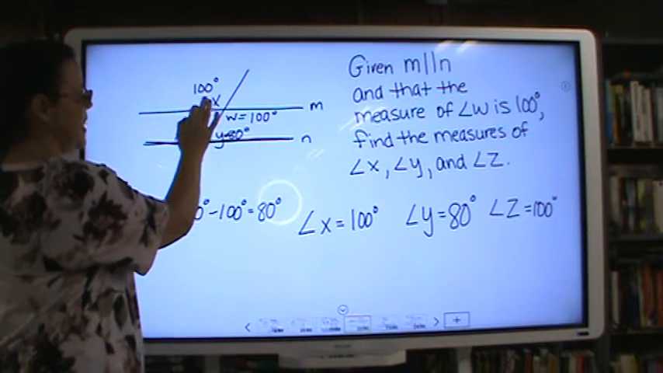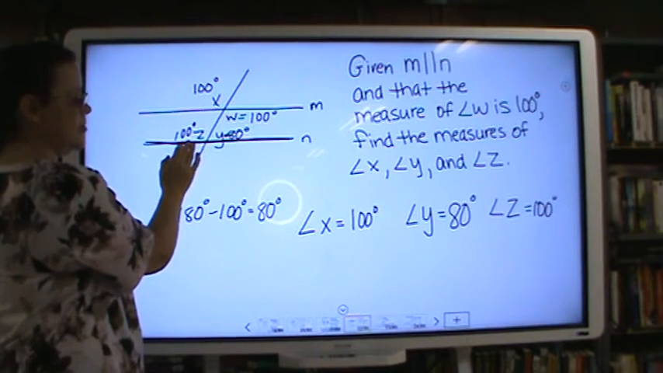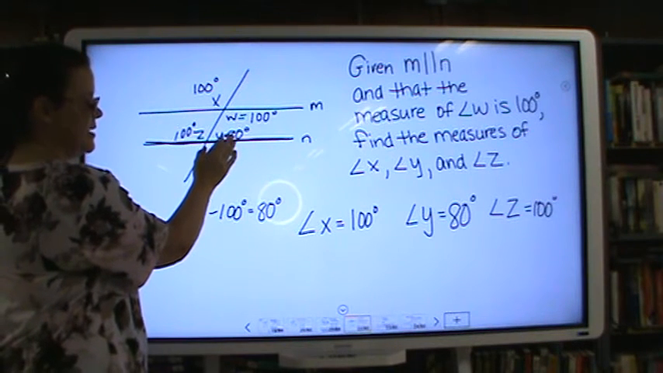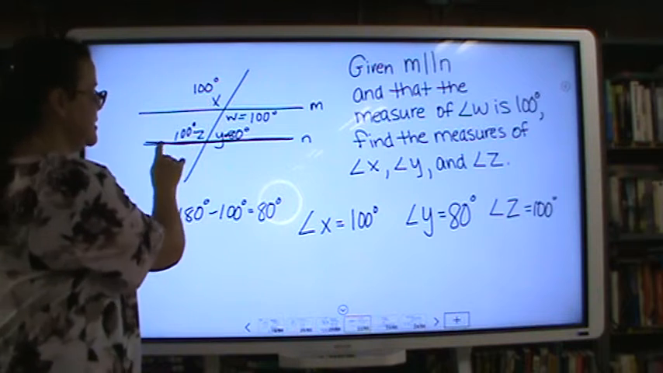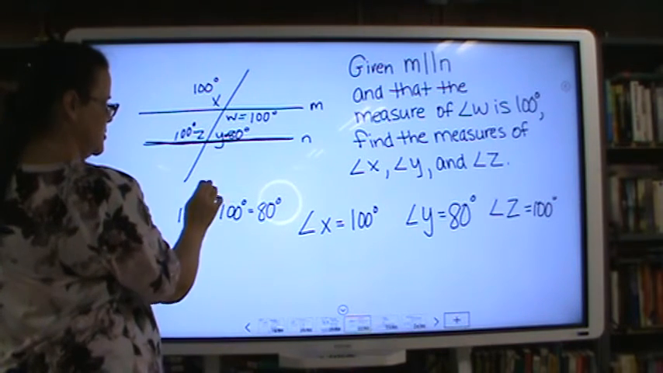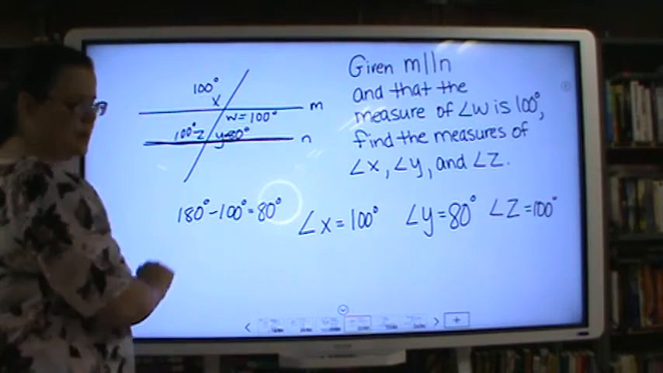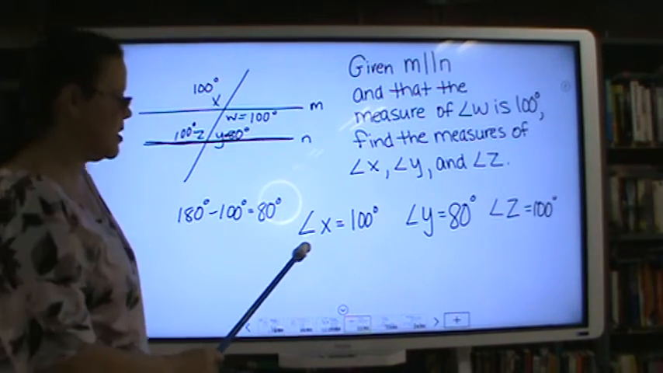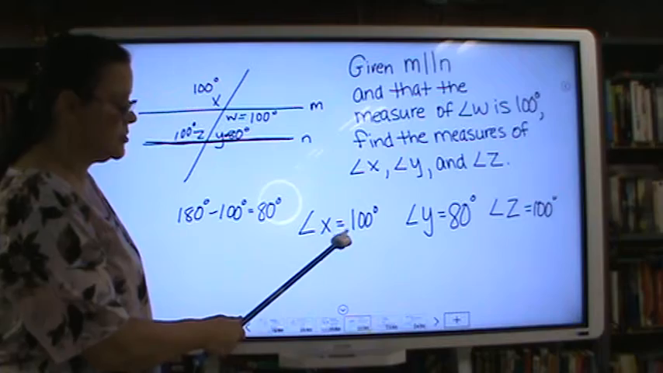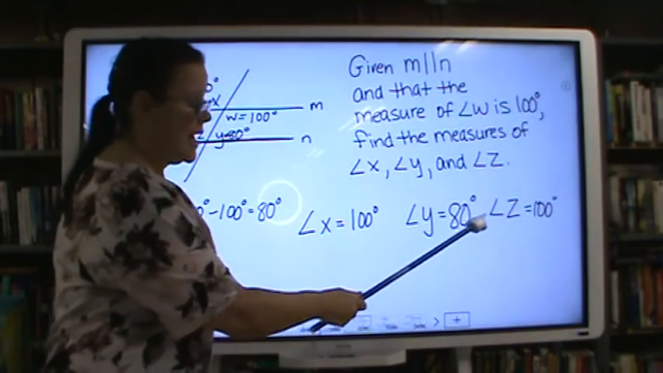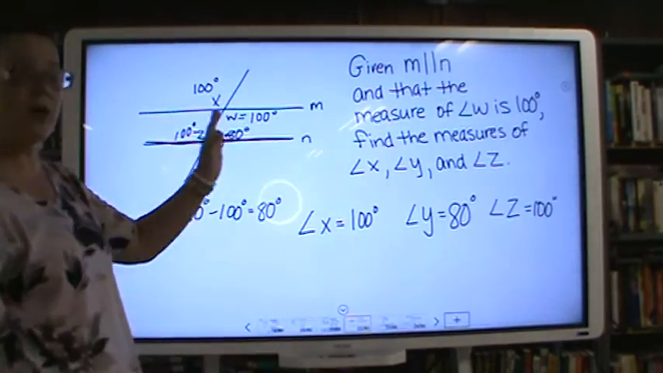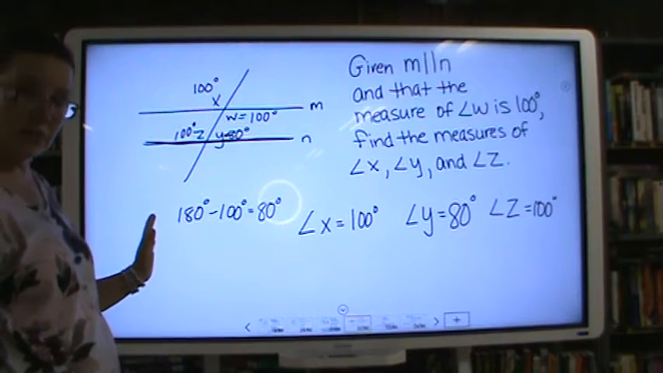And then if X is 100, then Z is 100. And if Z is 100, then Y is 80. And then that would label all of them. This is a straight line, so you would take 180 minus 100, and you would get 80. So now we have them all labeled. Angle X is 100 degrees, angle Y is 80, and angle Z is 100. All because of all the previous pages that we just learned real quick.